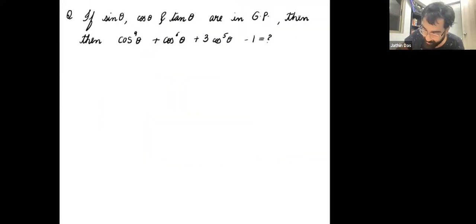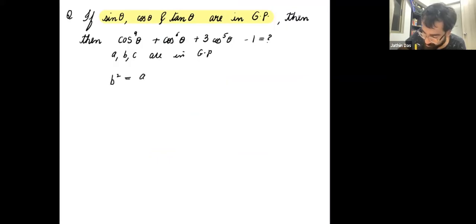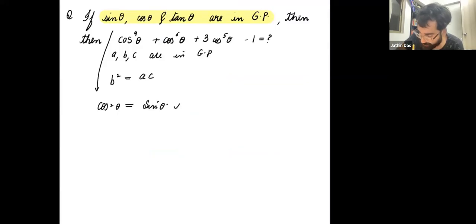The first one I'll explain. Sin theta, cos theta, and tan theta are in GP. So if A, B, C are in GP, as of now, what you need to know is the middle term square will be the product of the other two. Then we will do what GP is properly. So B square is equal to AC. So here, the middle term square, cos square theta is equal to sin theta into tan theta. Using this data, you will have to find the value of this. Try.